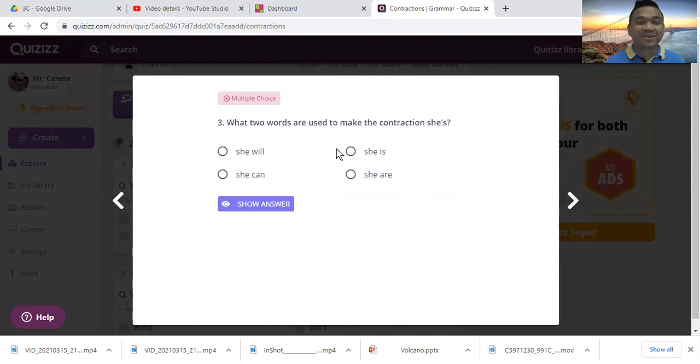Okay, number three. What two words are used to make the contraction she's? Again, two words. What two words are used to make the contraction she's? Is it she will? Is it she can? Is it she is? Or she are? She's. What are the two words that are used to make the contraction she's? Can you guess?